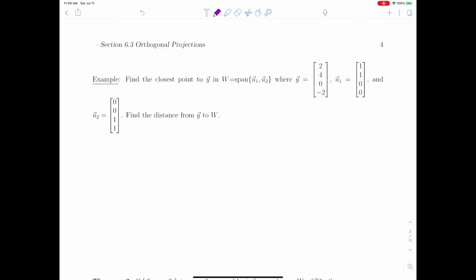Okay, so suppose that y is given by this vector, and u1 and u2 are these, and W is the span of these two vectors. Then we want to find the distance from y to W. So let's pause the video and try out this problem before I give you the solution.